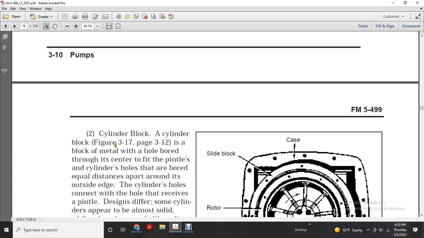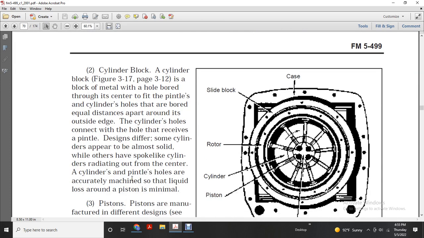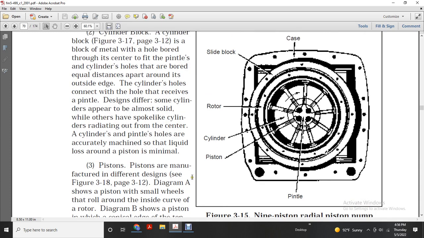Cylinder block. The cylinder block, figure 317, page 312, has a hole bored through the center line for the pintle, with cylinder holes bored at equal distances around the outside. The cylinder holes connect with the hole that receives the pintle. Designs differ. Some cylinder blocks appear almost solid, while others have spoke-like cylinders radiating out from the center. Figure 315 shows the non-radial piston pump, with the pintle in the middle, and then the case, slide block, rotor, cylinder, and piston.